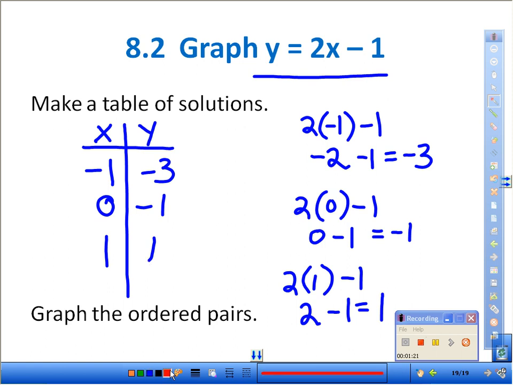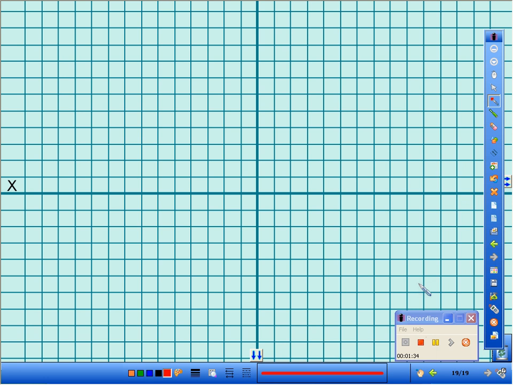Remember, this is where we get our ordered pairs from. The x number, comma, the y number. The first ordered pair we're going to graph is -1, -3. So on our graph paper, we would draw an x and a y axis, and we would plot our first point, -1, -3. 1 unit to the left, 3 units down.